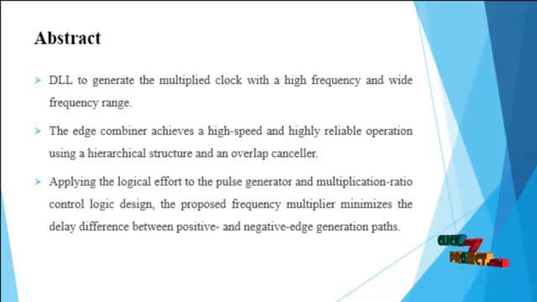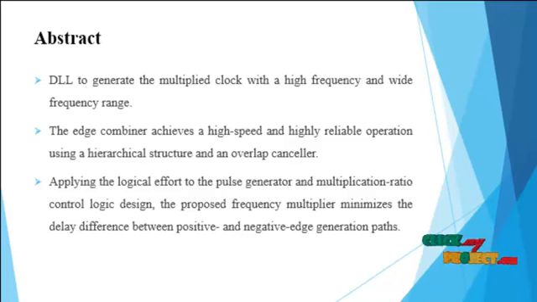The DLL provides the phase alignment between the input clock and the output clock from the final stage of the voltage controlled delay line. The proposed DLL based clock generator consists of two main parts: one is the edge triggered phase detector and the other is the frequency multiplier. The frequency multiplier consists of pulse generation, multiplication ratio control logic and a high speed, highly reliable edge combiner.